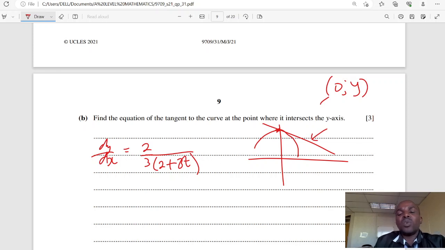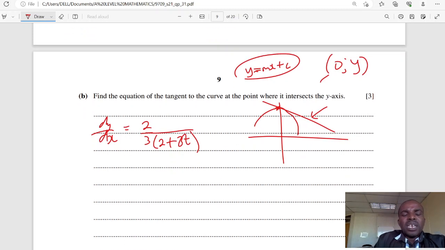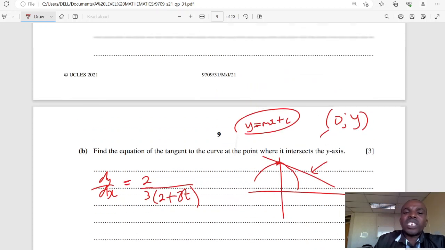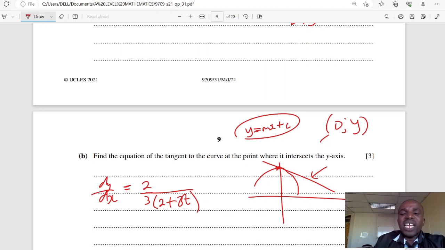So to find the equation of the tangent, the tangent is a straight line. That's key. If it's a straight line, then the equation is y equals mx plus c. To find the equation of this type, we need two things: a point and a gradient. The point will help us find the value of c, that is the y-intercept, right? Since it's a tangent and a curve, we check where it crosses the y-axis. So it means x is equal to 0.